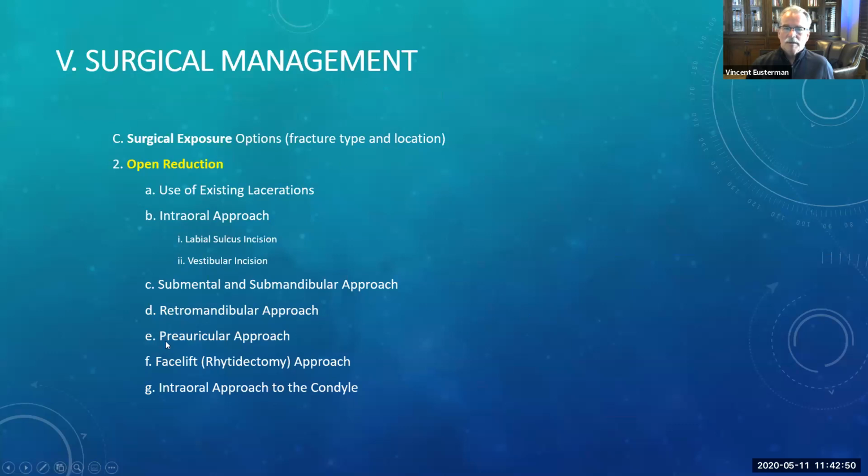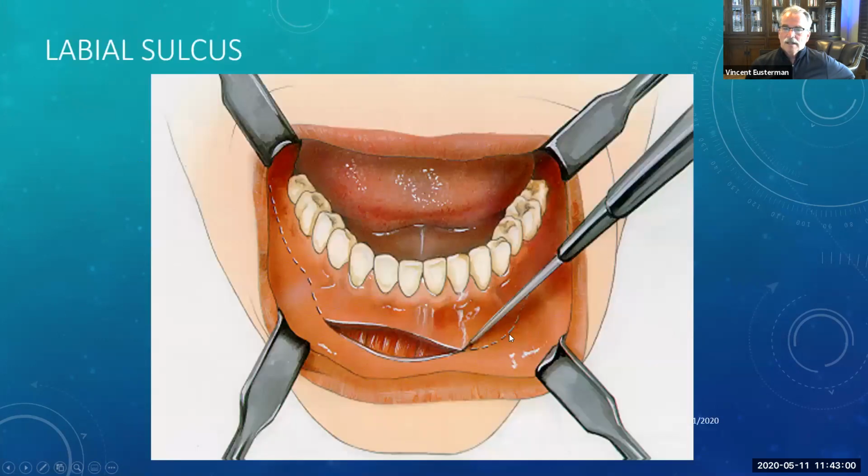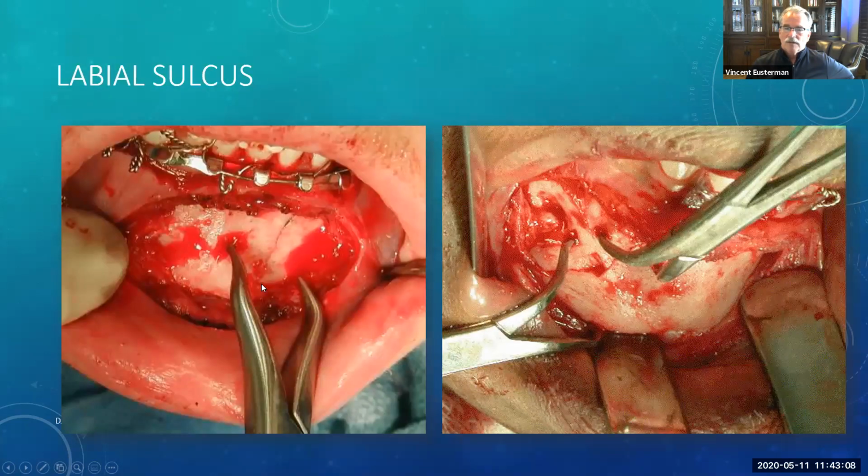Okay, I'm going to talk a little bit about access. We have the intraoral approach and then extraoral approaches. The intraoral approach most commonly uses a labial sulcus incision, and this is very handy for treatment of symphyseal and parasymphyseal fractures. You're away from the marginal mandibular nerve and the mental nerve, and you pretty much have excellent access with retraction of the lip.